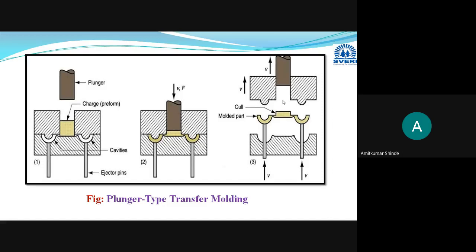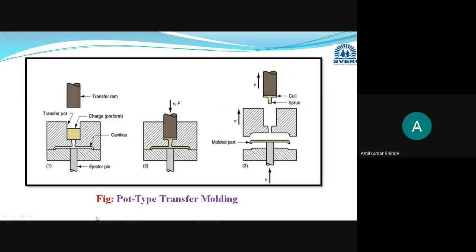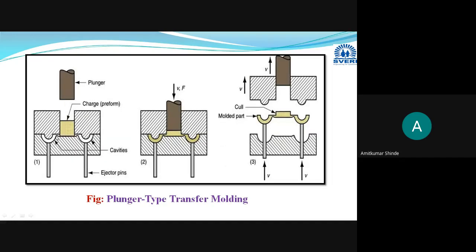Now this is the plunger type transfer molding process. Here I will first highlight the basic difference. The transfer of the preform or charge from the transfer pot into the cavity will occur through horizontal or lateral channels, hence it is termed plunger type transfer mold. In the pot type, transfer takes place through vertical channels, and here through horizontal channels. The remaining process is generally the same.